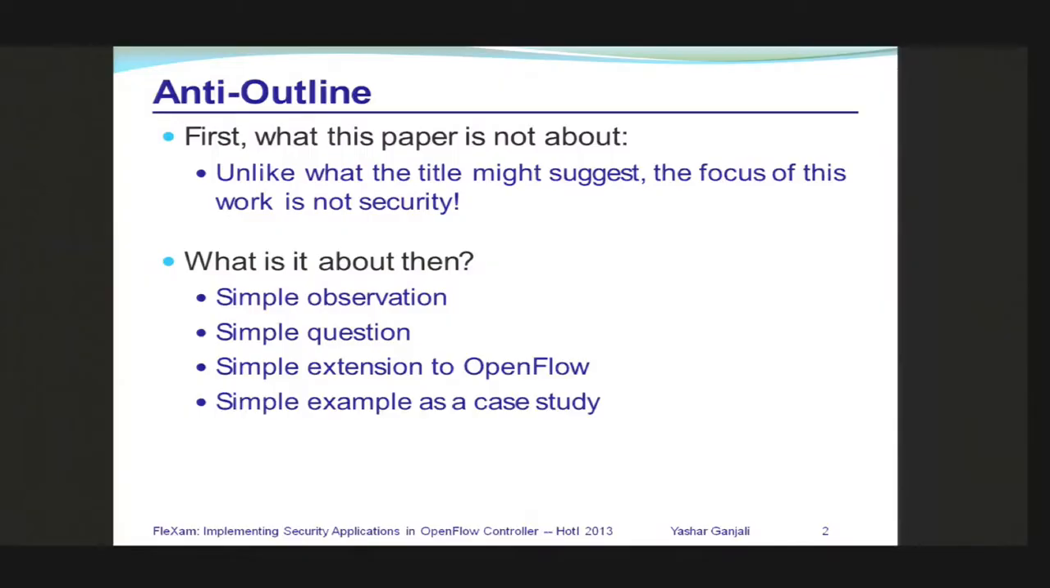So before I start, I have a disclaimer. Despite what that tiny little word might suggest, this is not a work on security. We basically made a simple observation about software-defined networking and a class of applications that potentially can run in this environment. Based on that observation, we ask the question of how we can implement those kinds of applications, security being one of them, in an efficient way. We suggest an extension to OpenFlow to answer that question. And then at the end, we justify our suggestion and our proposal using port scan detection as an example of applications that can be run in this model.